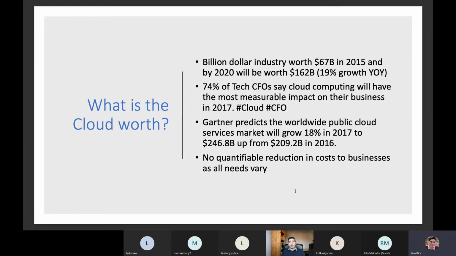74% of tech CFOs say cloud computing will have the most measurable impact on their business in 2017. Gartner, who is a business insights expert, predict the worldwide public cloud services market would grow 80% to 2017. We're talking massive growth figures. Okay, as I say, it's very hard to quantify exactly the size of it and the scope of it because it's a portion of a much larger organization, say Microsoft, Amazon, Google, for instance. So it's very hard to narrow down exactly what it's worth.